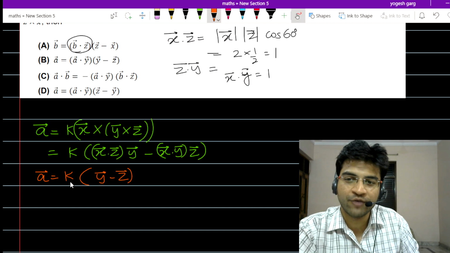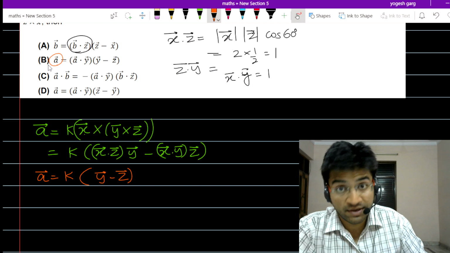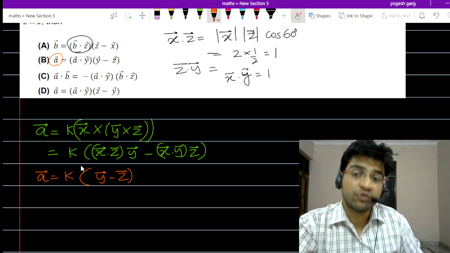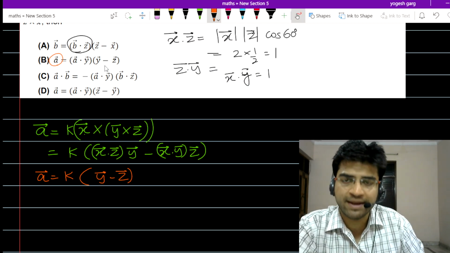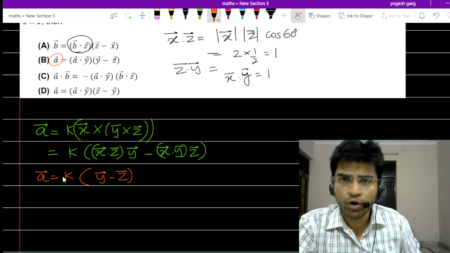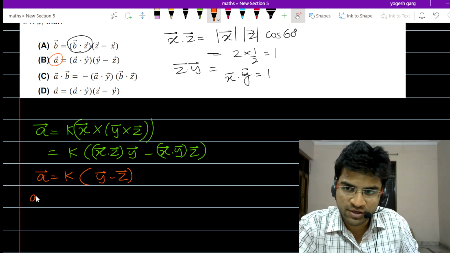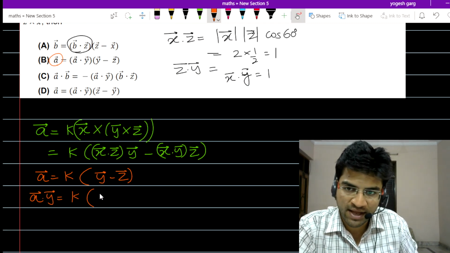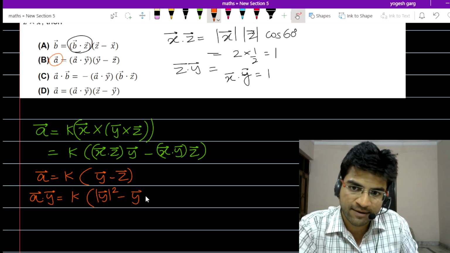Now the main issue is how to find k, how to find the value of k. What you can clearly see is that we should check option B, right? Rather than thinking what the value of k should be, just see for the moment what they are saying. A vector is equal to A vector dot y vector into y vector minus z vector. So we should check this, isn't it? What we should do is take dot with y of this particular expression. So A vector dot y vector is equal to k, and take dot with y.